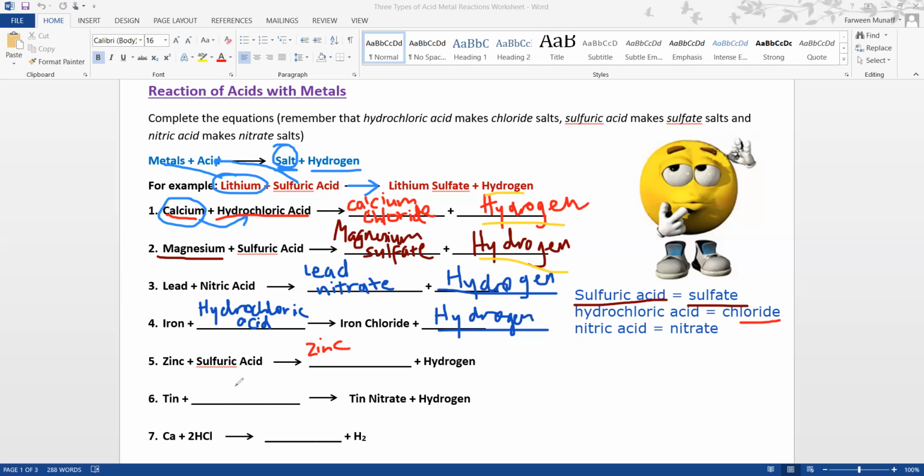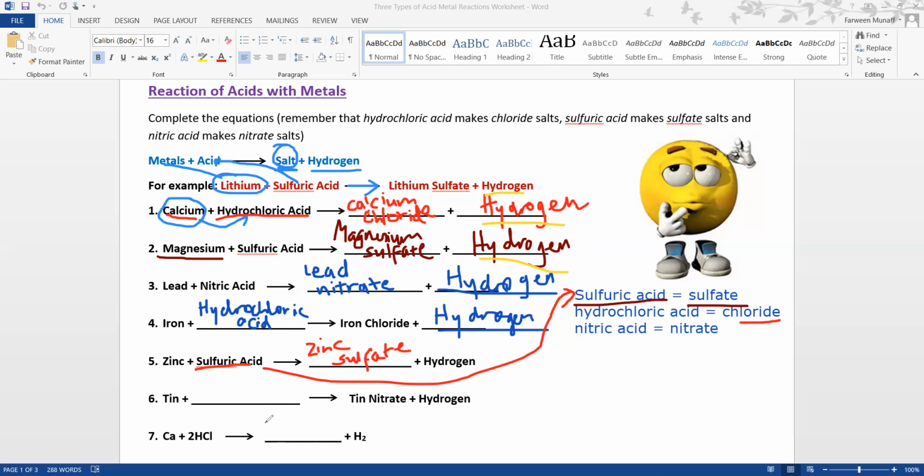Okay, because we know when sulfuric acid is in an acid metal reaction, it will form the salt known as sulfate. So all we're doing is we're connecting that there. So zinc sulfate will be our answer.